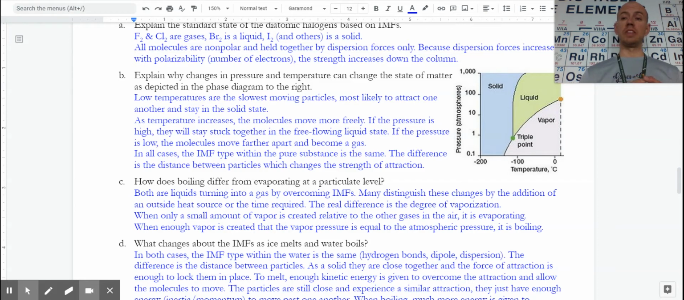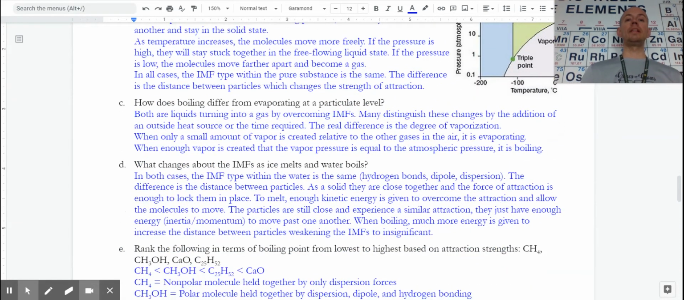So here, an important thing is the speed of the particles and the pressure as it corresponds to how close or far apart those molecules are. But it is important, no matter what state we're in, we do have the same type of IMFs. It's just the strength is determined by the proximity of those molecules, and as temperature changes, the ability of the molecule to overcome that attraction through its own kinetic energy.